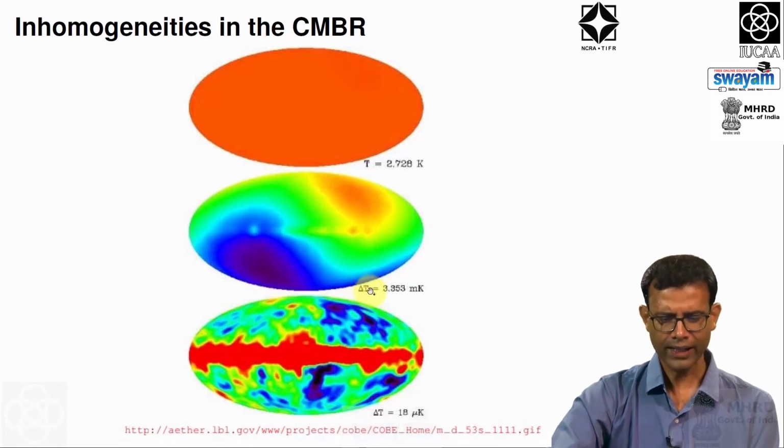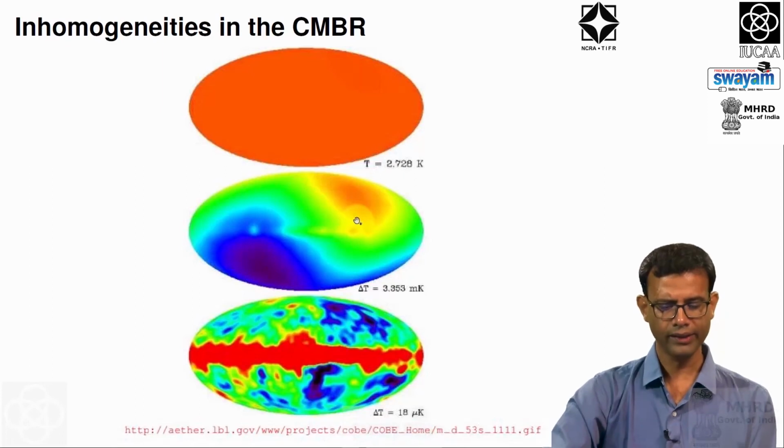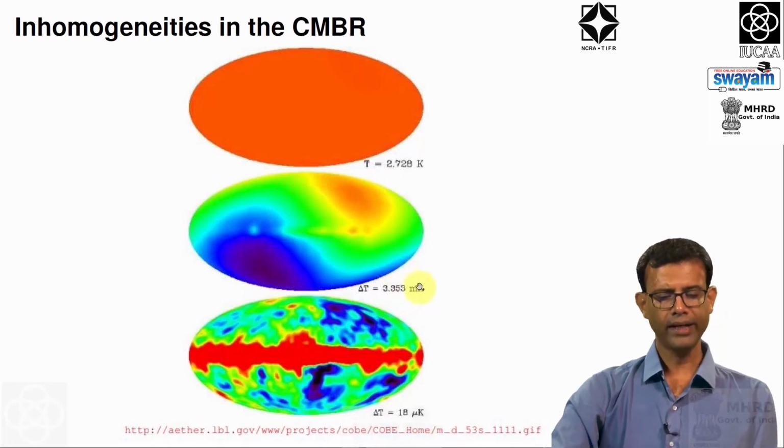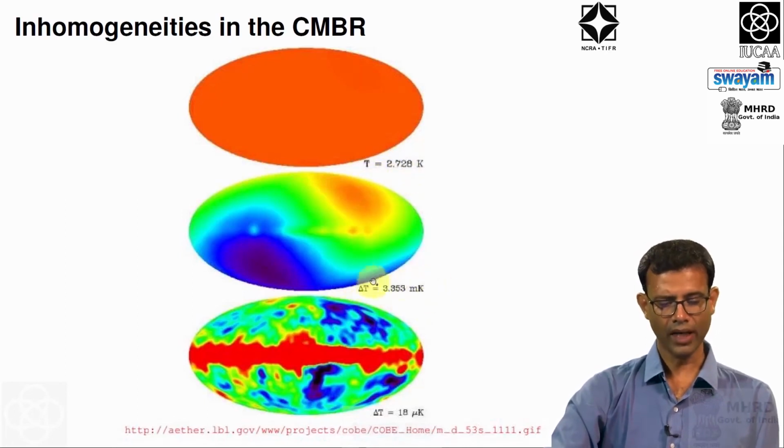Now, the delta T, the difference in temperature between the hotter and cooler regions, is of the order of millikelvin. Remember, the temperature of the CMB is somewhere around 3 Kelvin. This is like 1000 times smaller. So, if you do a very insensitive measurement, you will not see this inhomogeneity, but if you are careful enough, you will see this. Again, this was observed by COBE.